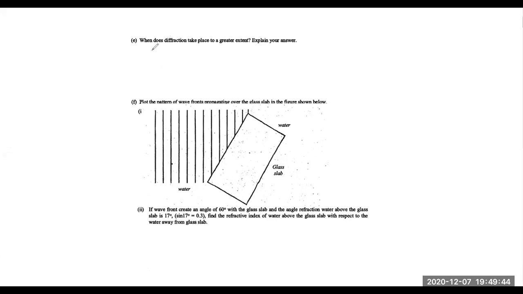Next question: when does diffraction take place to a greater extent? Explain your answer. So in the previous two cases, it will be in the second case, because in the first case, the wave fronts were like this and the opening was okay, small. But in the second case, you will be able to observe the wavelength was much bigger than the size of the opening. In both the cases, the size of the opening was the same.